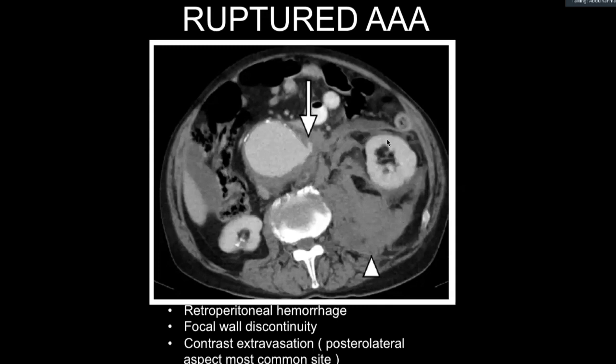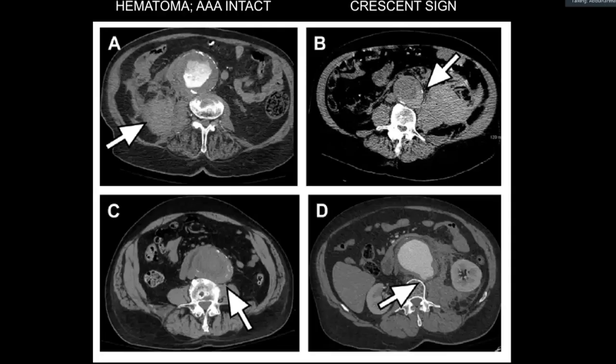You have usually a retroperitoneal hemorrhage. Aneurysms either rupture retroperitoneally or intraperitoneally. The intraperitoneal ruptures never make it to the hospital alive. It is usually the retroperitoneal ones that you see on CT. You may have focal wall discontinuity, but you can have hemorrhage in absence of focal wall discontinuity. And very rarely will you see contrast extravasation. If you do see it, it usually occurs in the posterolateral aspect. And again, there are various other ways that these aneurysms present as a rupture.